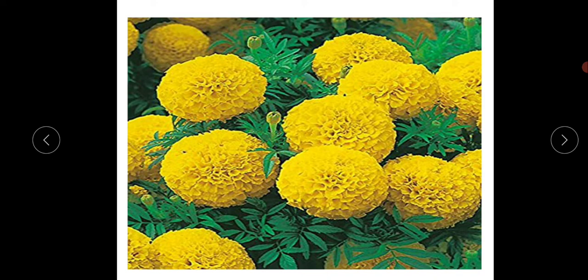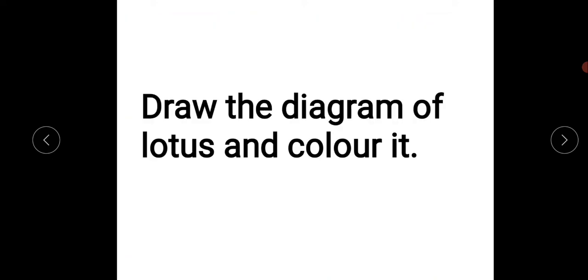And you have one more homework, children. You have to draw a diagram of a lotus. Have you seen the lotus? Just look at page number 56. On the top, there is a lotus. Draw it however is convenient for you, and color it. In which color will the lotus be? Yes, the lotus will be pink, right? Color it pink, and there will also be a leaf of the lotus. You have to draw that leaf in green color.